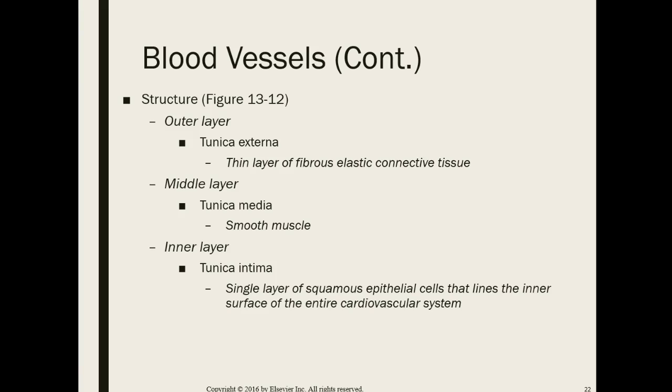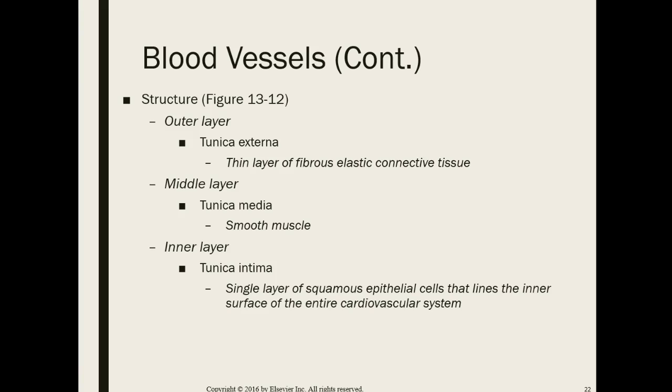So the structures found within the blood vessels are going to be the same names. So it's always going to have these three layers. However, there's going to be variances in these layers depending upon if we're talking about an artery or a vein. So the outermost layer is the tunica externa, which is going to be a thin layer of fibrous elastic connective tissue.